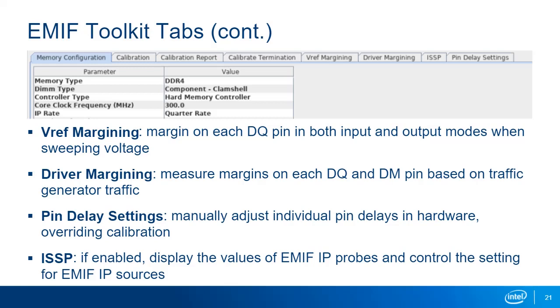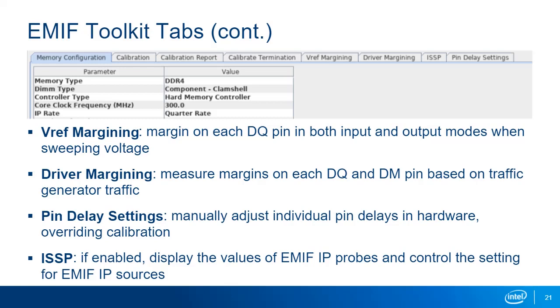While the Calibration Report tab provides margining information based on calibration algorithm traffic from the I/O SSM, the Driver Margining tab analyzes and reports on I/O margins based on traffic from the traffic generator. Unlike the relatively simple patterns issued by the calibration algorithm, traffic from the traffic generator can be completely customized, providing a more real-world runtime view of margin on the interface. This is helpful if calibration is successful, but the interface has issues during normal operation. We'll take a look at how to customize traffic with TG2 later.